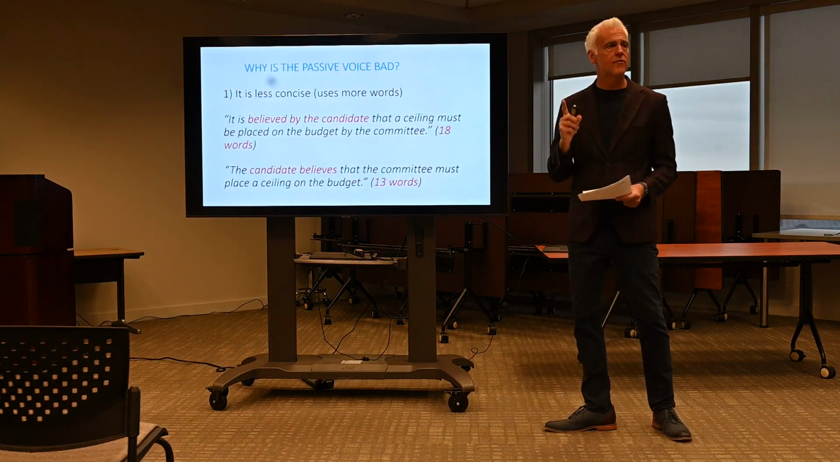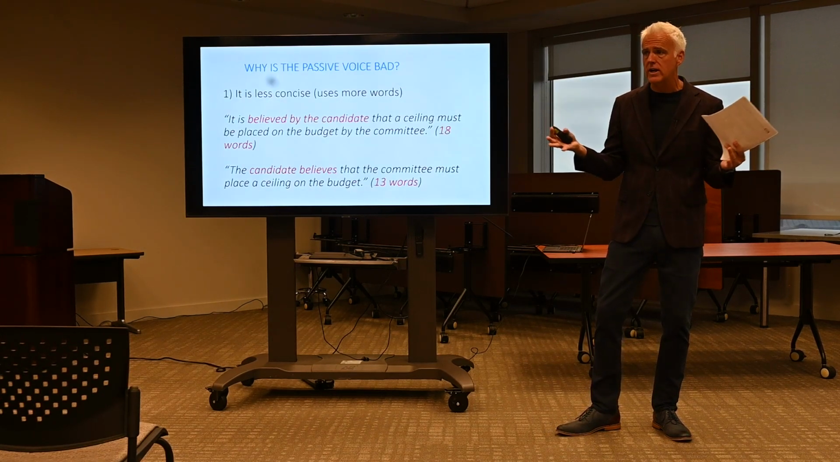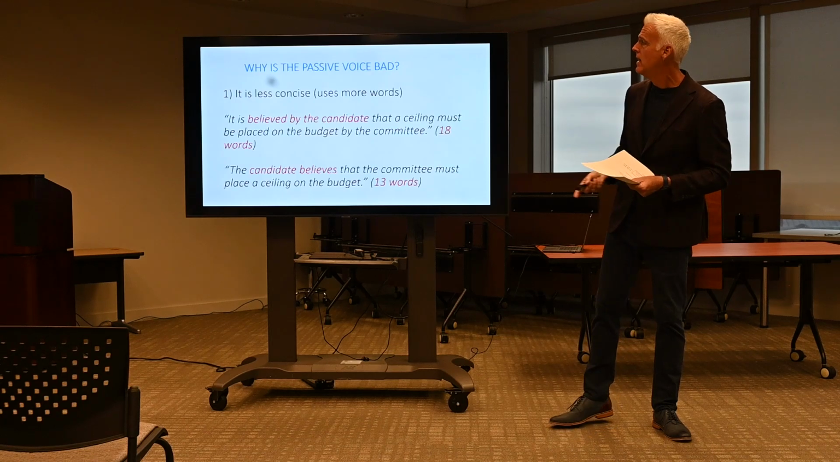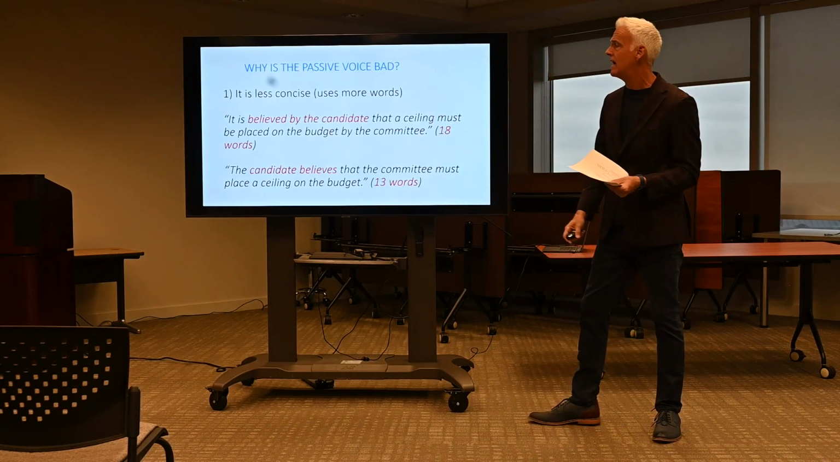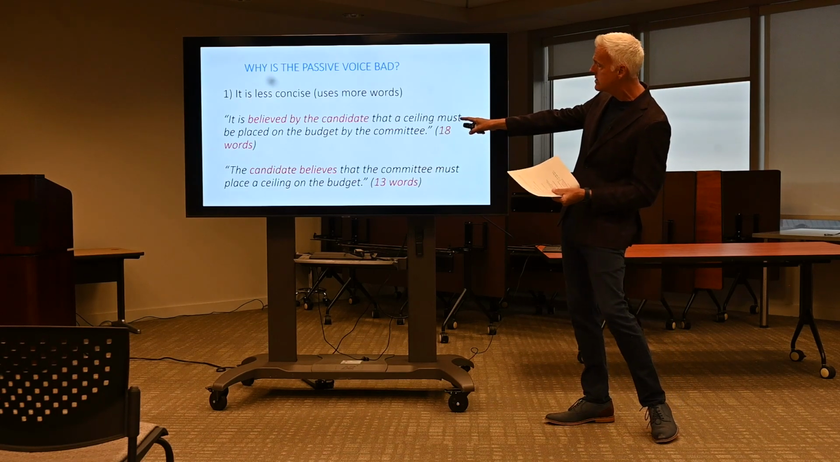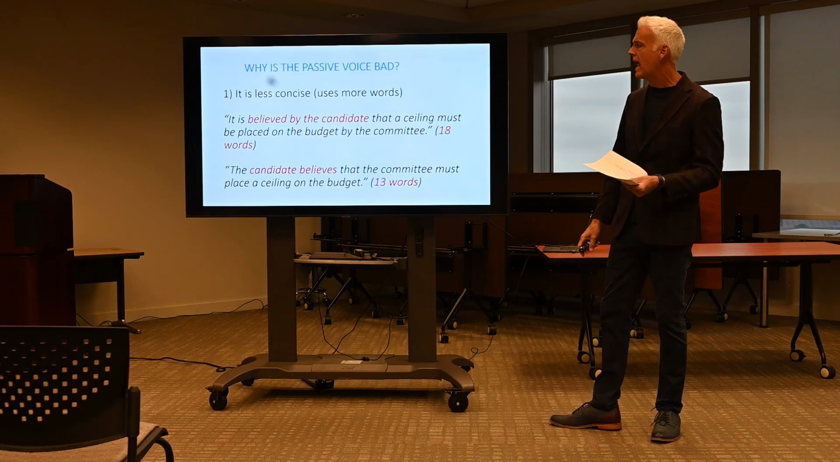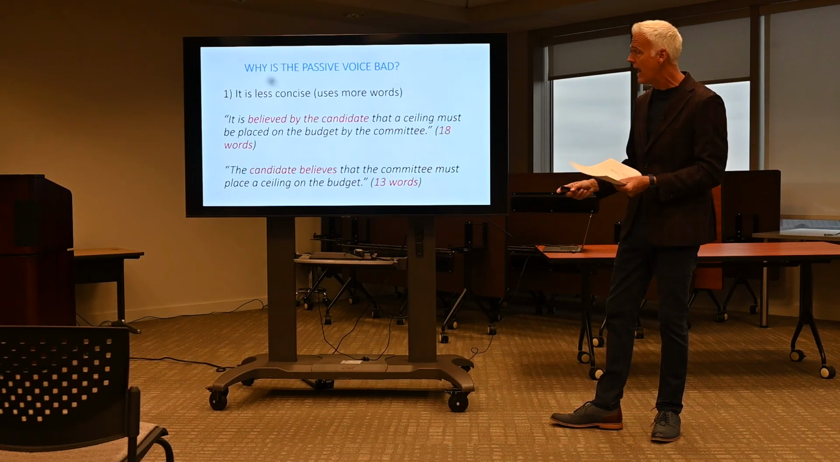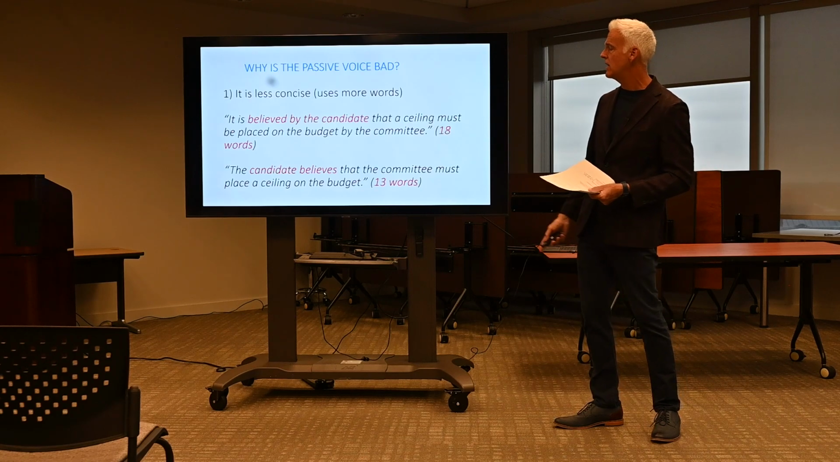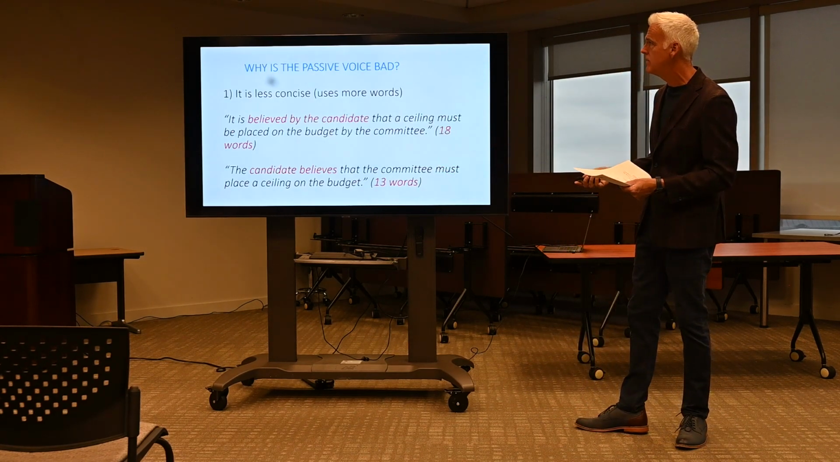Why is it bad? Well, the first reason it's bad is it always uses more words. It's less concise. That's what we're here talking about, is trying to trim out the fat from our writing. Look at this. It is believed by the candidate that a ceiling must be placed on the budget by the committee. That's a passive construction, 18 words. I can say the exact same thing by just moving the subject up to the front. The candidate believes, instead of believed by the candidate, that the committee must place a ceiling on the budget. I cut 5 words simply by moving my subject to the front of the sentence.